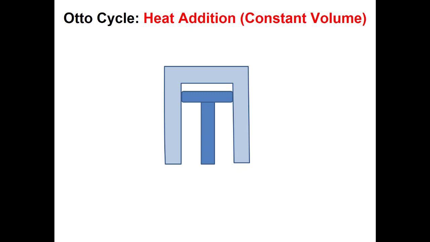Now our second process is this heat addition. Again, not how it works in a real engine, but it's almost like the piston dwells here for a little bit. It just pauses, and we add some heat. And remember, this is how we're modeling the combustion of the fuel. We're just going to say it's a constant volume heat addition process. So we're going to say the volume stays constant. We're going to add some heat here.